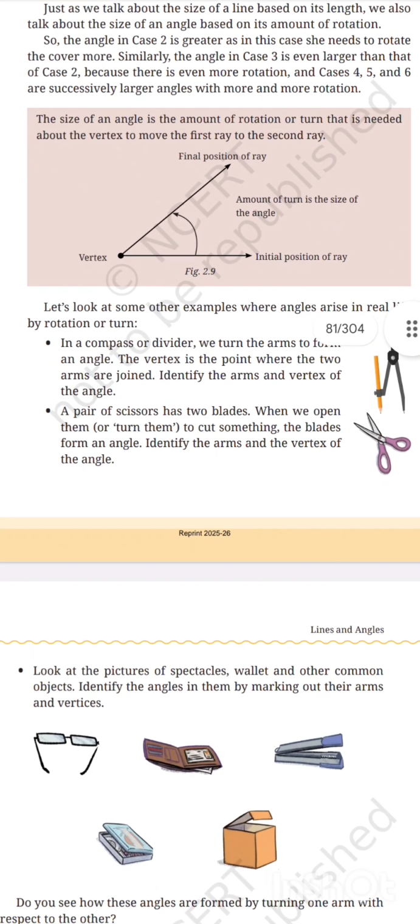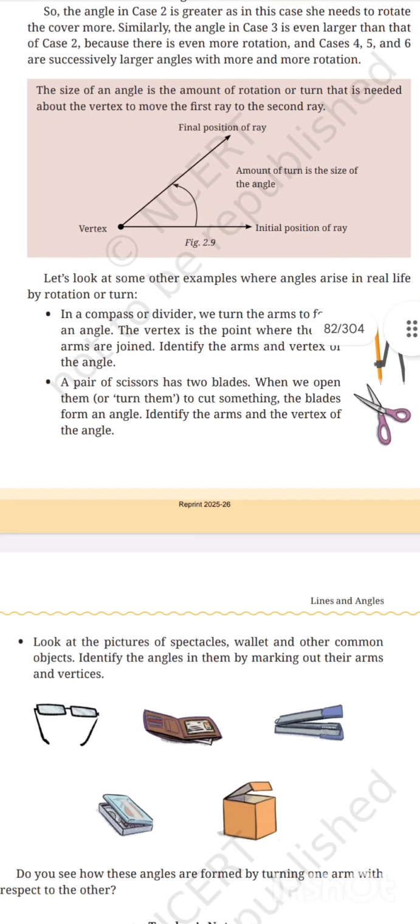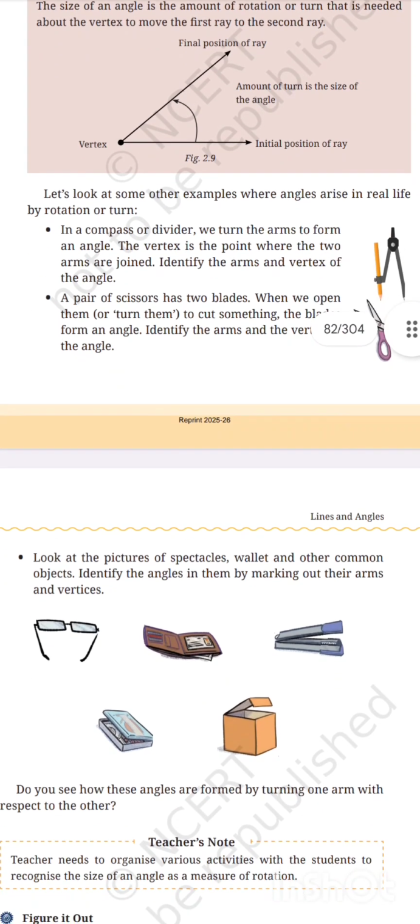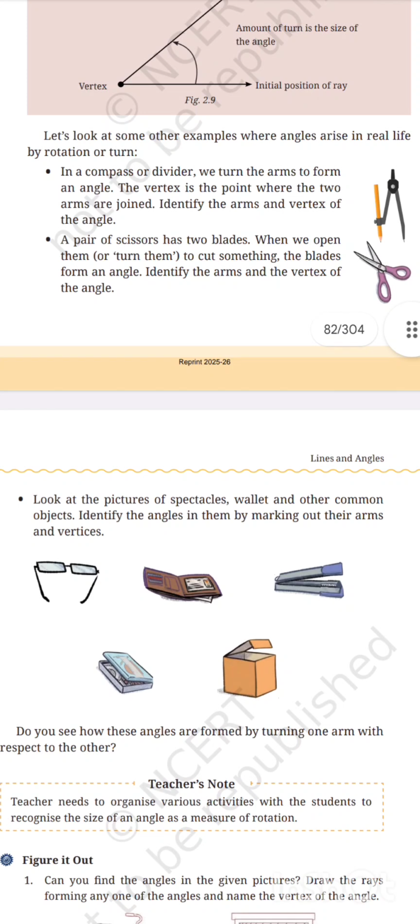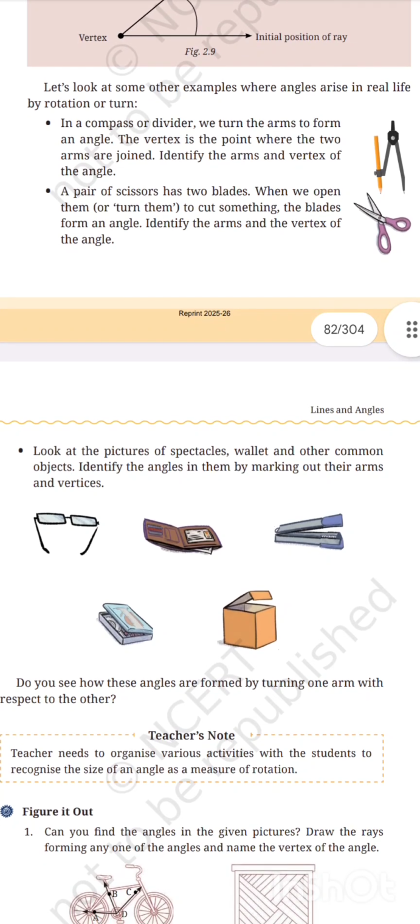Okay, look at the picture of spectacles, wallets and other common objects. Identify the angles and mark them. This is a task for you guys. Please comment down how you have done this one. Do you see these angles are formed by turning one arm with respect to the other? Okay guys, fine. So this figure we are going to do in the next class. Thank you.